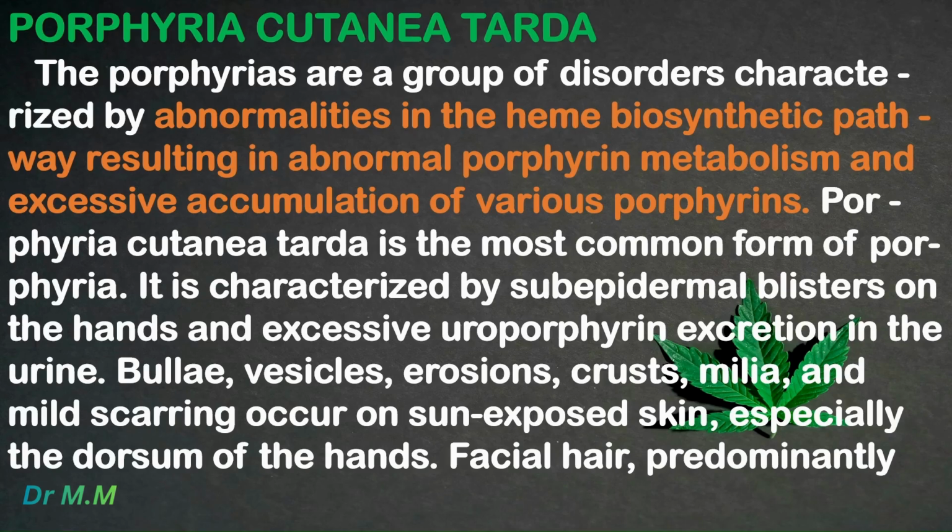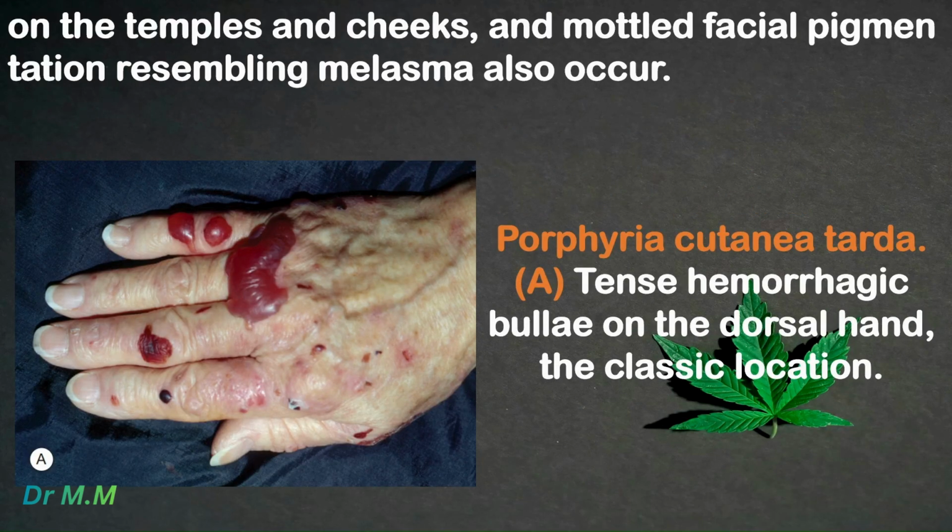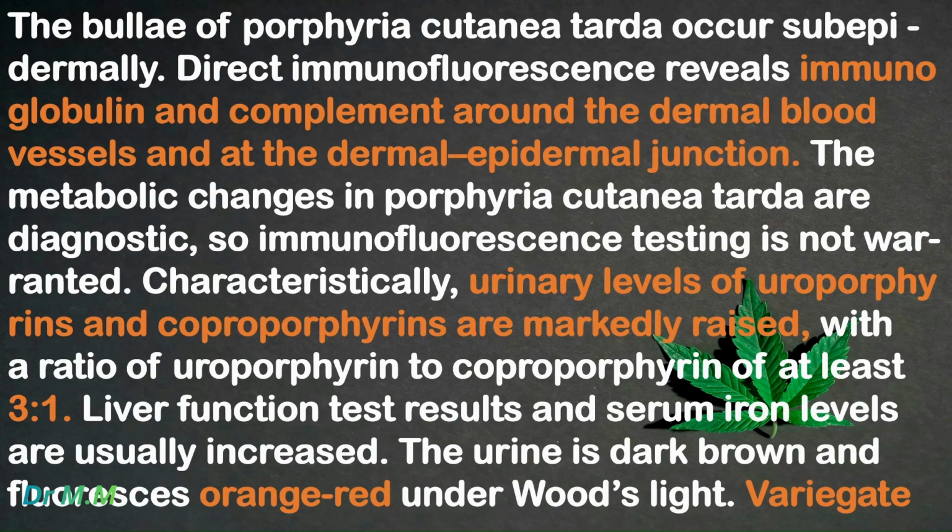Vesicles, erosions, crusts, milia, and mild scarring occur on sun-exposed skin, especially the dorsum of the hands. Facial hypertrichosis, predominantly on the temples and cheeks, and mottled facial pigmentation resembling melasma also occur. Porphyria cutanea tarda presents with hemorrhagic bulla on the dorsal hand, the classic location. The bulla of Porphyria cutanea tarda occur subepidermally.